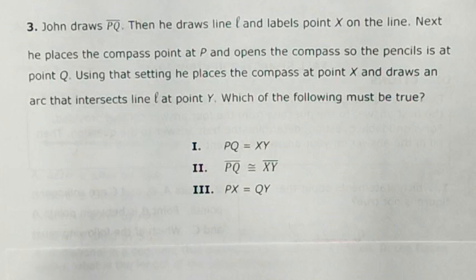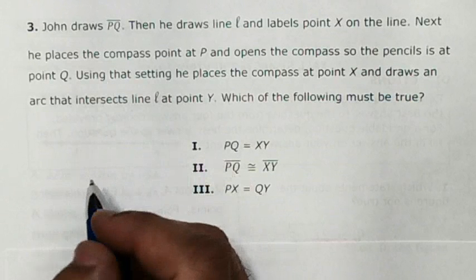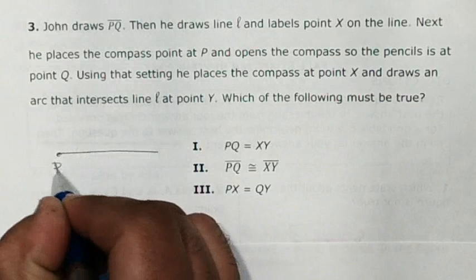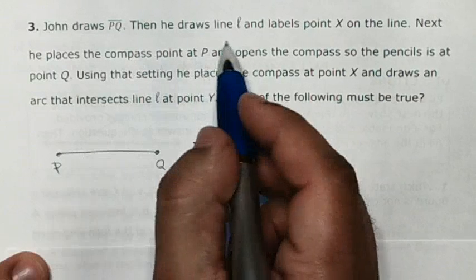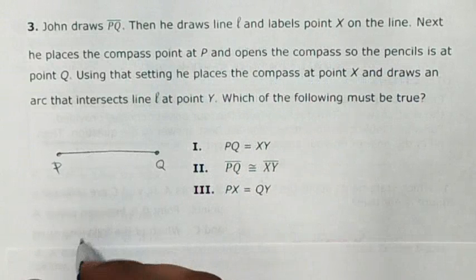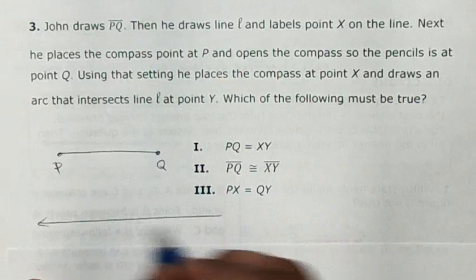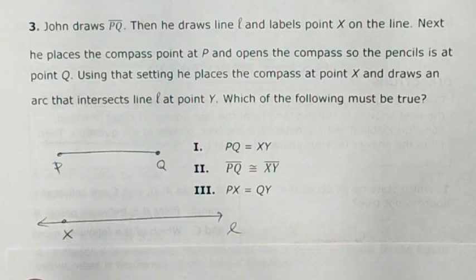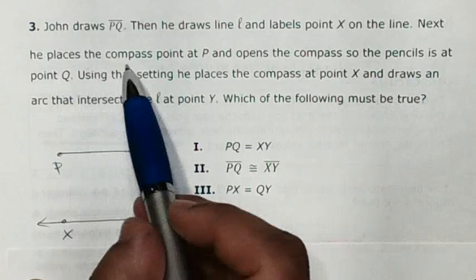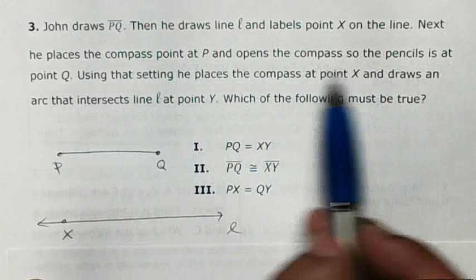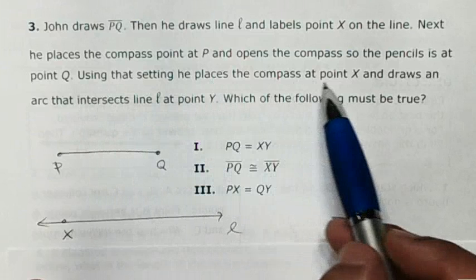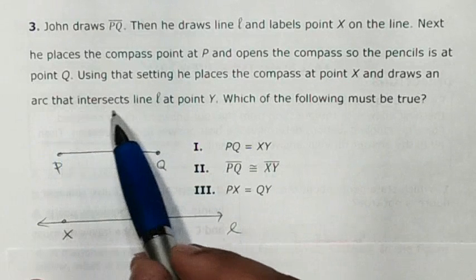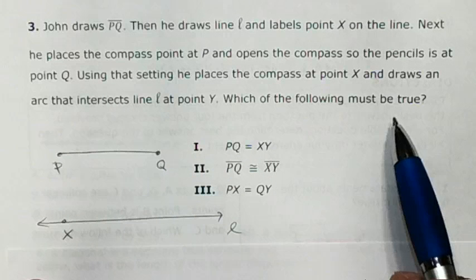All right, question 3, John draws a segment PQ. So I'm going to go ahead and draw a segment and label it PQ. Then he draws line L and labels point X on the line. So I'm going to draw a line, and I'm going to call that line L, and I'm going to put an X on this line here. Okay. Next, he places the compass at point P and opens the compass so the pencil is at point Q. Using that setting, he places the compass at point X and draws an arc that intersects the line at point Y. Which of the following must be true?